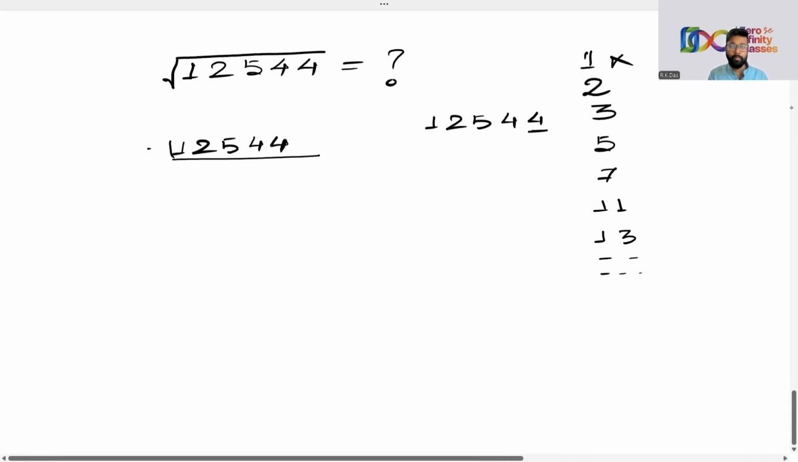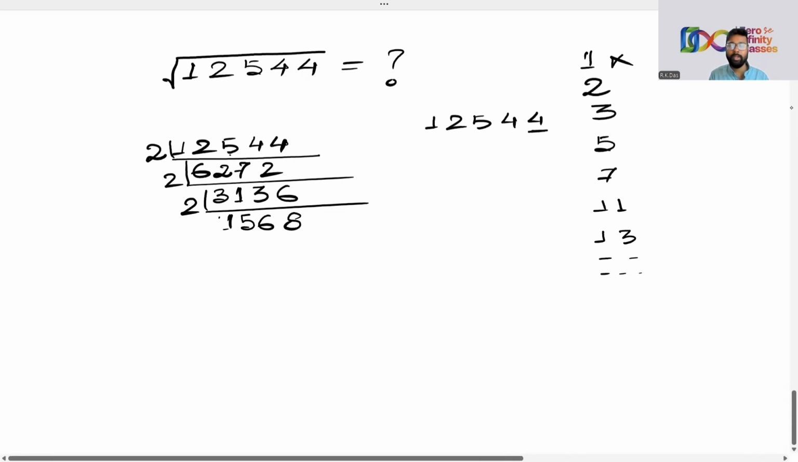So here we are taking 2. Dividing: 2 6s are 12, 2 2s are 4, 1 in hand, 14, 2 7s are 14, 2 2s are 4. Again we are taking 2, which gives 6272. The last digit is again even, so again it is divisible by 2. Taking 2 again gives 3136, then 1568, again divisible by 2 as the last digit is 8, giving 784.